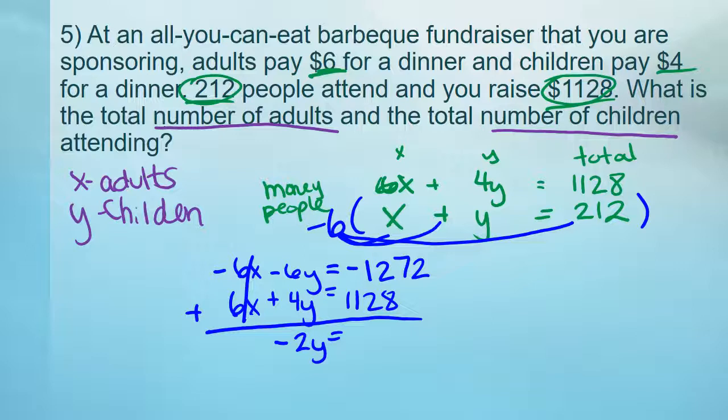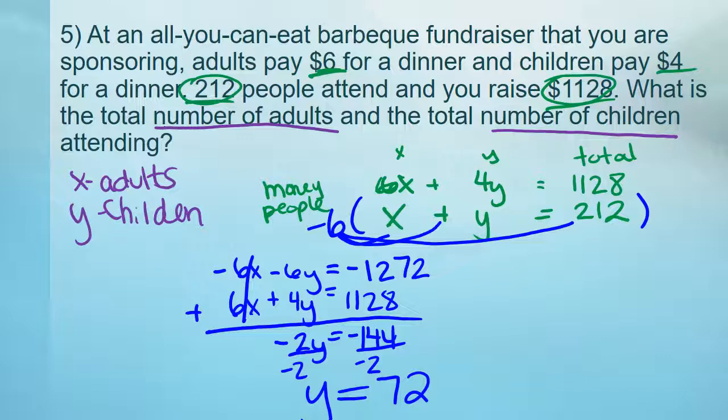-1,272 plus 1,128. If you're using your phone calculator, be very careful with negatives. My suggestion is to use or borrow a scientific calculator. But when we combine those values, we end up with -144. I've got a negative, but that's okay, because here when I divide both sides by -2, I'm going to get a positive y value. 144 divided by 2 gets me to 72. A nice clean positive number.